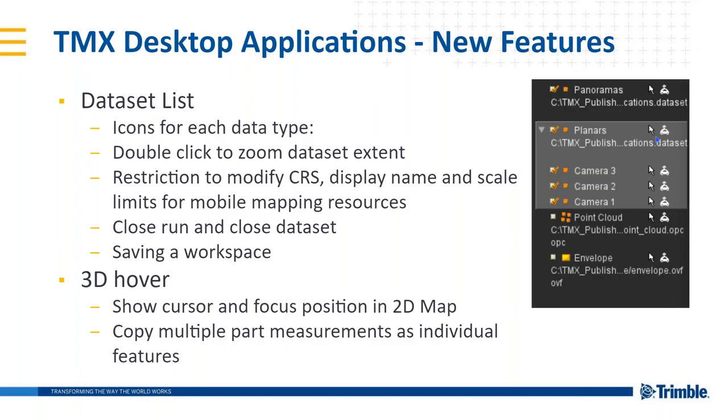Moving to another topic with the 3D hover. The 3D hover now will be shown on the 2D map as you navigate through the mobile mapping view. So it's synchronized as well, showing where you're actually clicking. And you also have now an option to copy multi-part measurements as individual features. This means if you, for example, extract a cube, a cube has 6 sides, all of them are squares. Then each square will be saved as an individual feature, instead of storing the whole cube as one single feature.